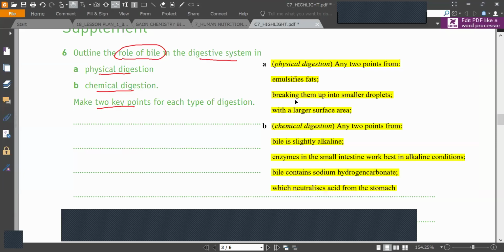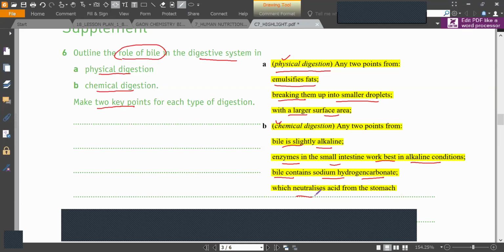For physical digestion, as we mentioned just now, the bile will emulsify the fats, breaking them into smaller droplets with a large surface area. For chemical digestion, the bile is slightly alkaline, so the enzymes in the small intestine will work best in alkaline conditions. Also, bile contains sodium hydrogen carbonate, which neutralizes acid from the stomach. So these are the main points.